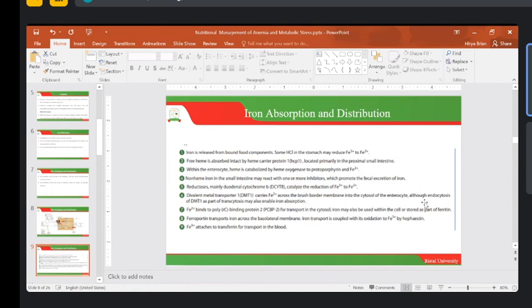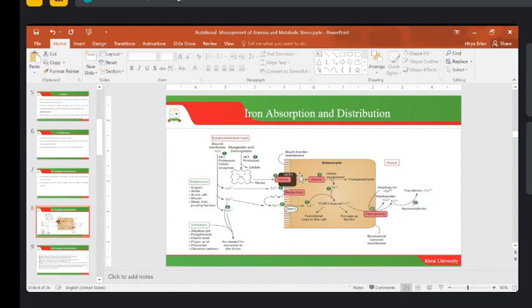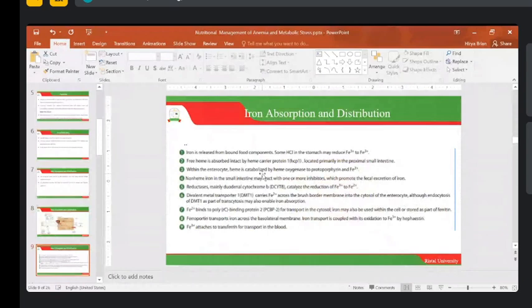or the hydrochloric acid in the stomach, which may reduce this insoluble iron, what we call the iron that is not to be absorbed. The iron 3 is the iron that the body does not absorb, but the iron 2 is what the body really requires, and it absorbs. So the free heme is absorbed intact by the heme carrier protein, which is the HCP1. You can see here, HCP1. And we are saying that after it is absorbed, this is located really at the proximal small intestine.